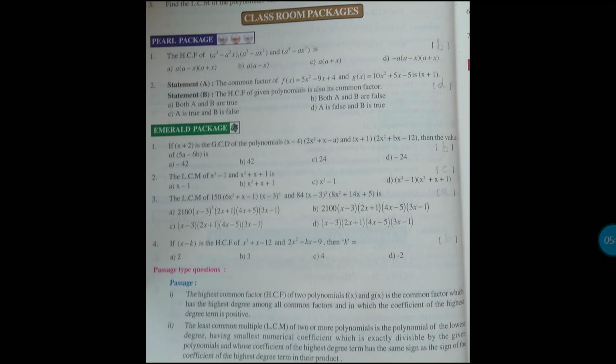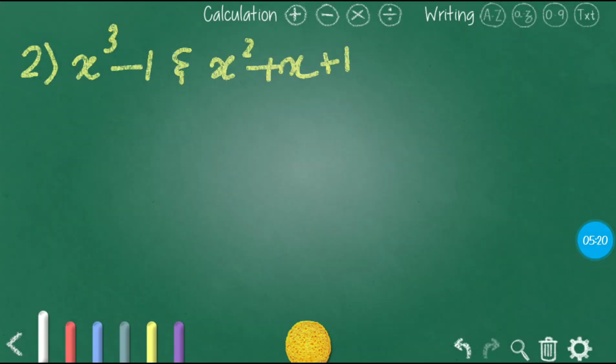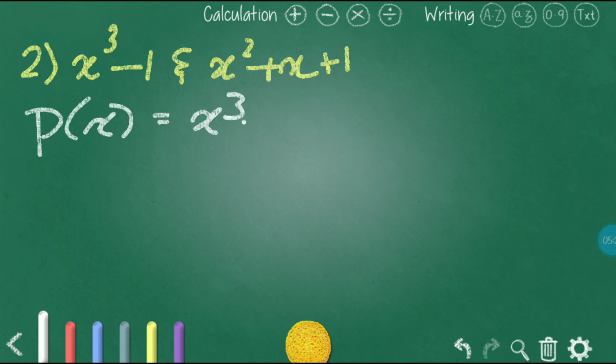So okay, second question. The LCM of x cube minus 1 and x square plus x plus 1. So we have to find the LCM for this. Let's do that. While finding the LCM, we will take the first one as P of x. So P of x will be x cube minus 1, and g of x. So we have to simplify this. First we'll simplify, then we'll write the g of x.